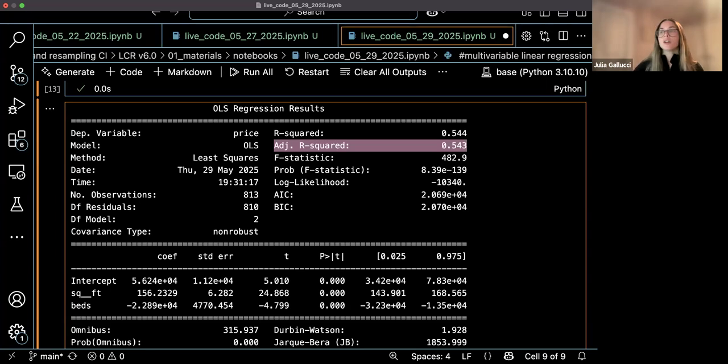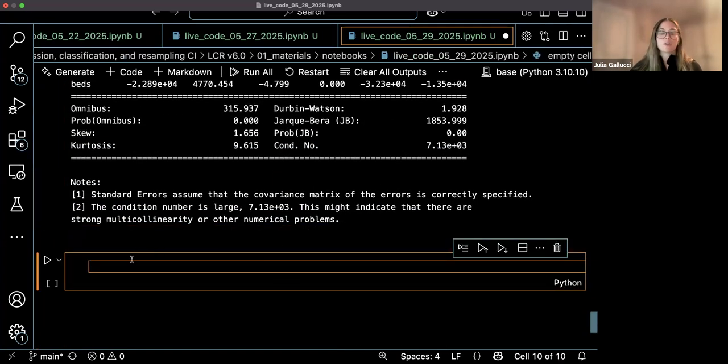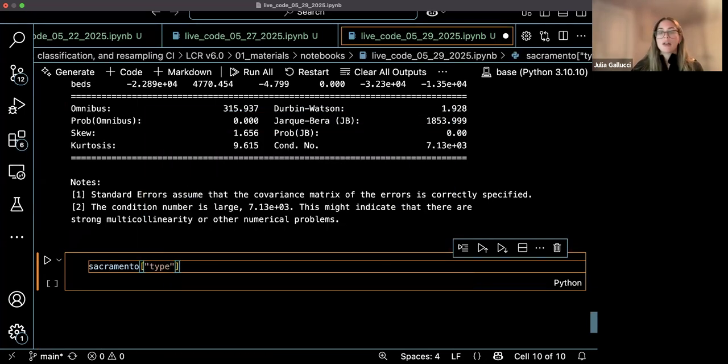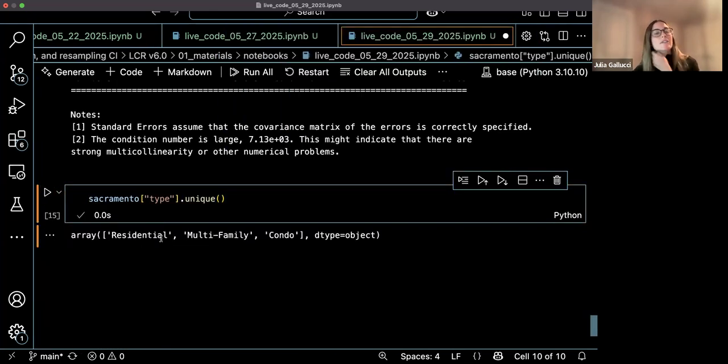Okay. So let's say we're also interested in house type, which was that categorical predictor that we talked about before. Let's first really quickly refresh our memory and look at the unique values associated with house type. We have our Sacramento data set, our type column, and let's look at the unique values. Okay, so we have residential homes, multifamily homes, and condos. These are the three unique categories within house type.